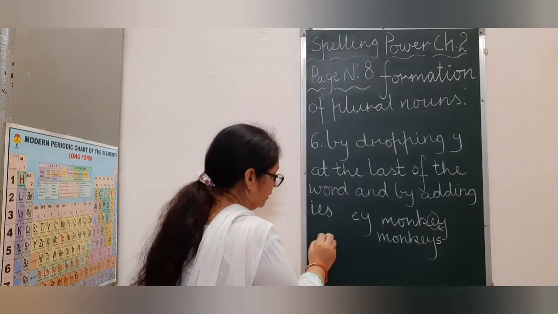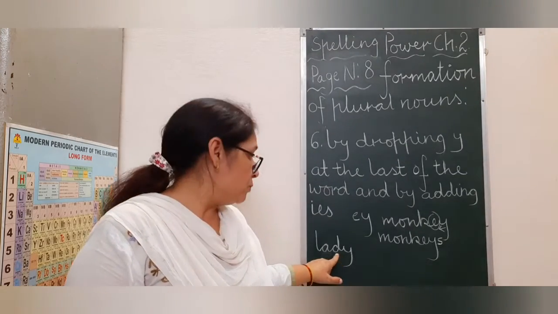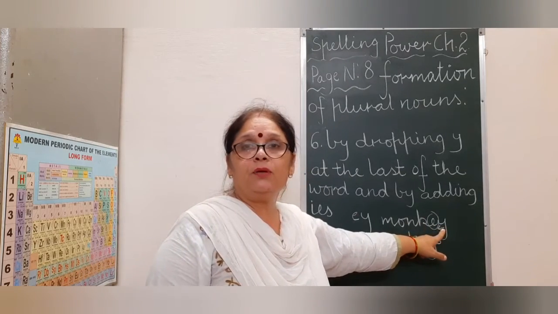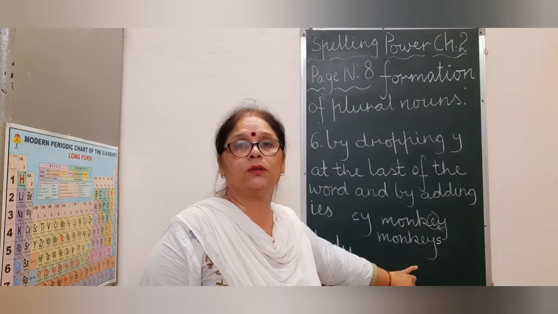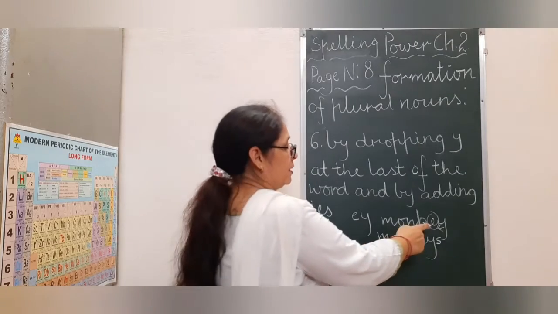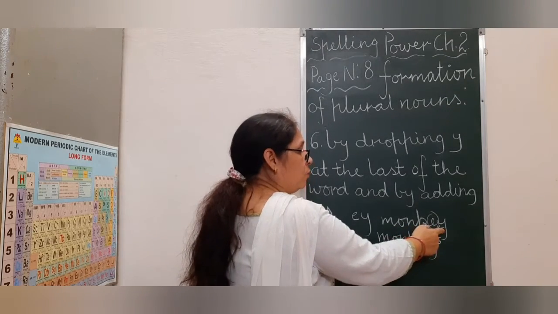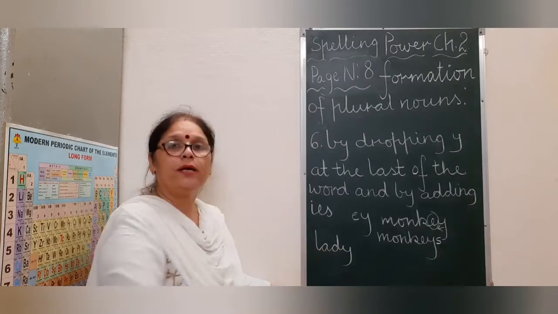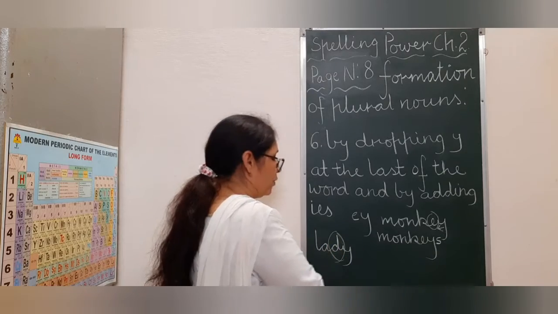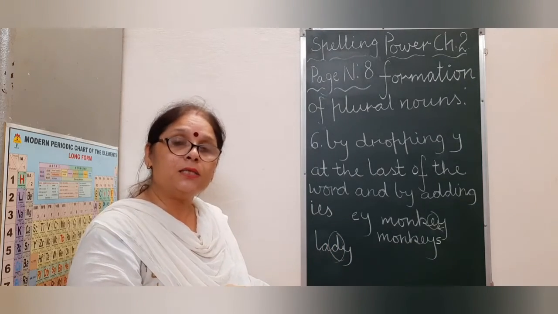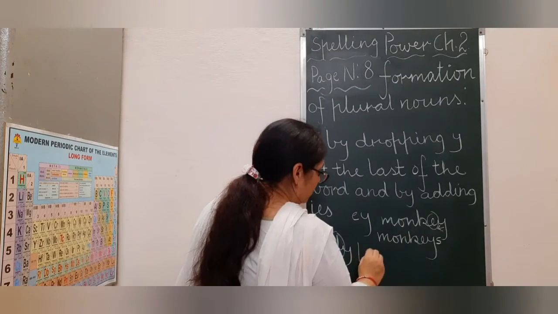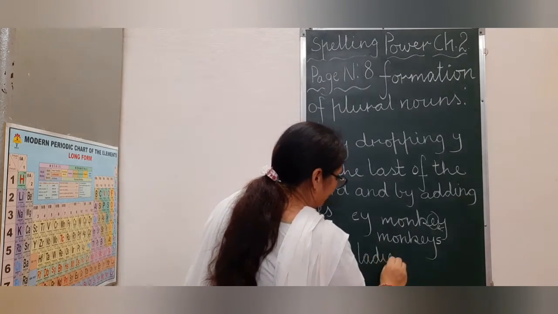Look at the example. Lady. This word is also ending with y. But what is the difference between both? Yes. The difference is there is vowel before the y. Here is consonant before y. When we are having consonant before y, then the last letter y will be dropped. So, the plural of this word is ladies.